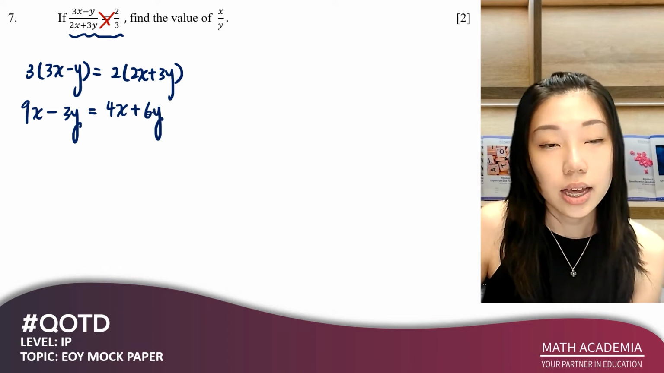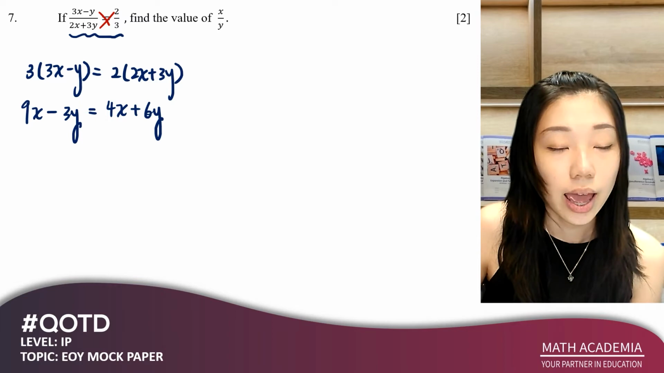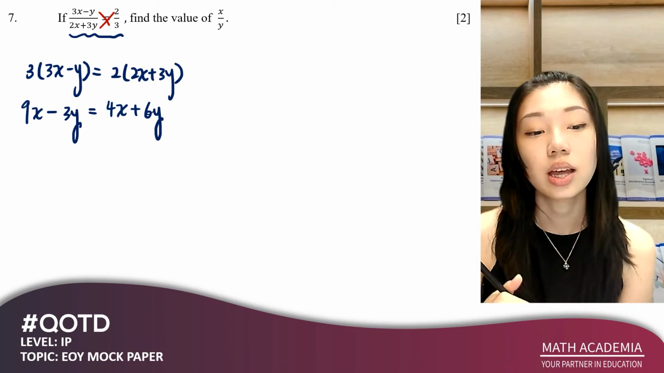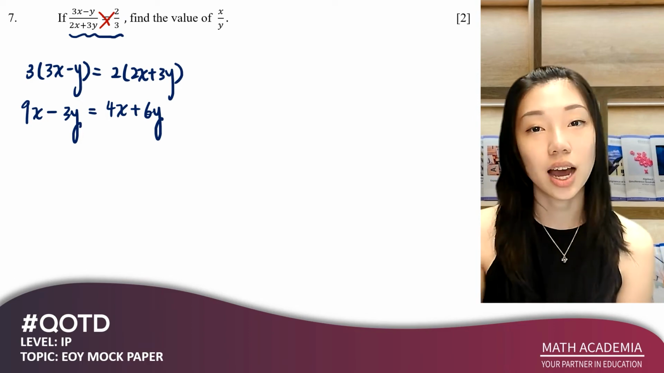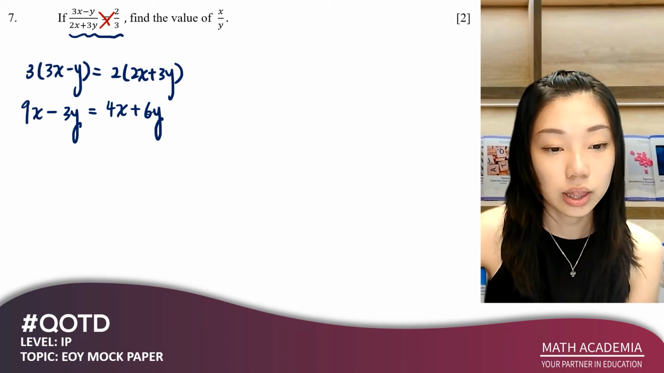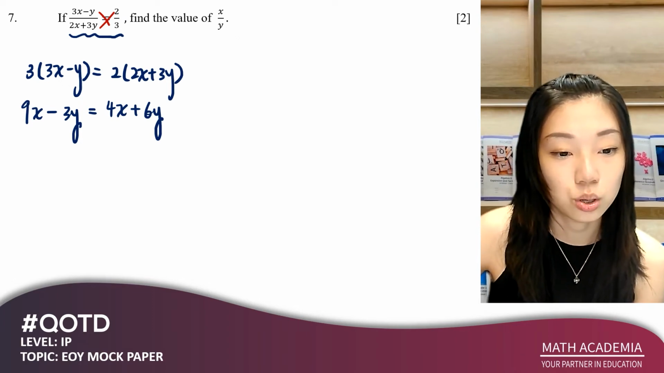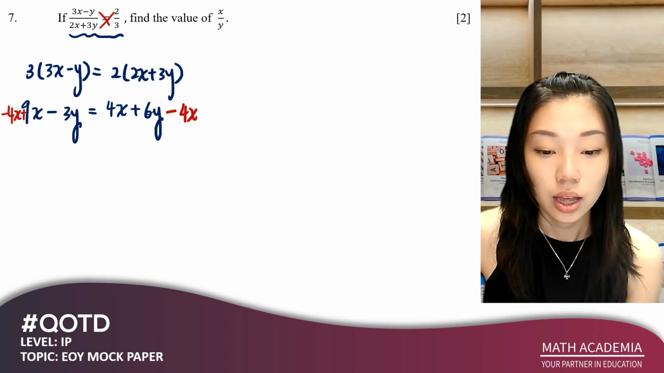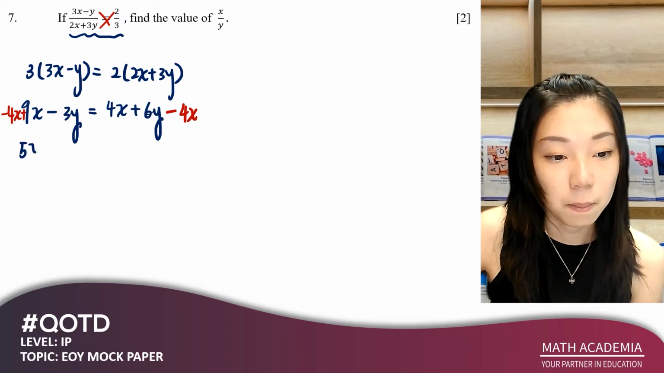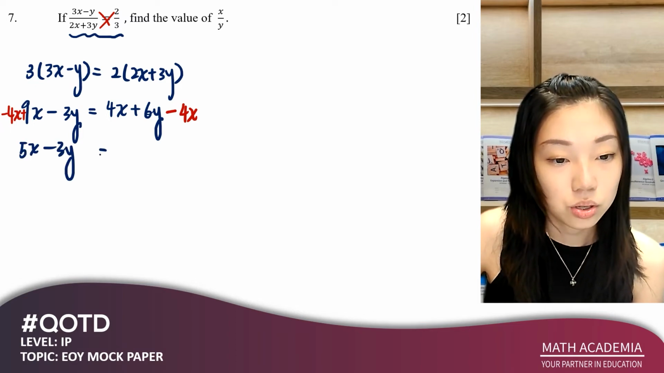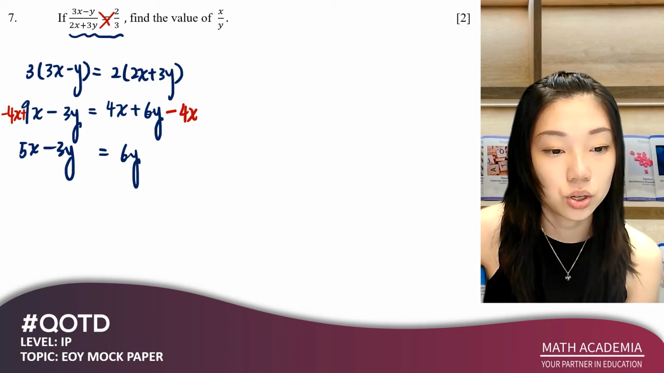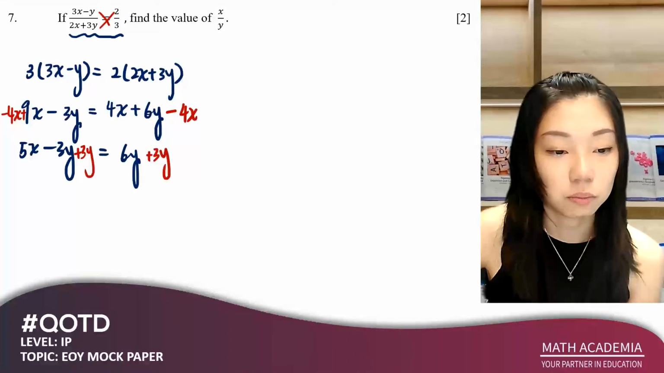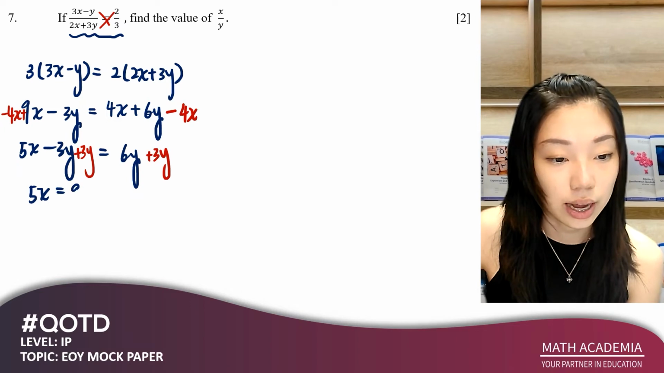Okay, let's isolate out x and y. I would want all of my terms with x on one side of my equation. I want all of my terms with y on the other side of my equation. Let's work this out step by step. So first I want to minus 4x on both sides, and that would give me 5x minus 3y equal to 6y. My next step would be to add 3y on both sides, and this would give me 5x equals to 9y.